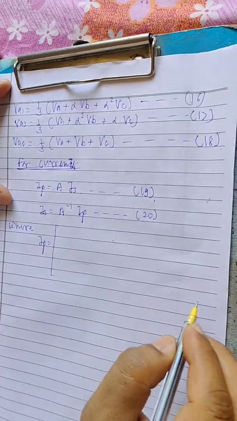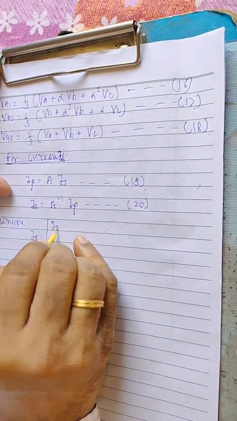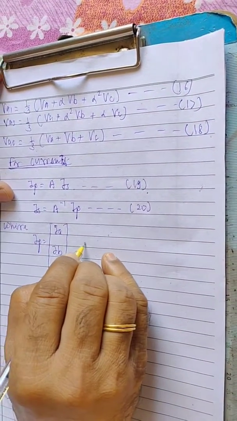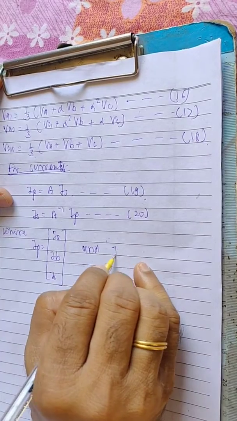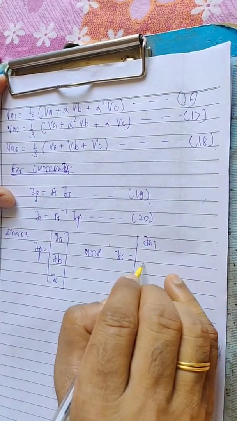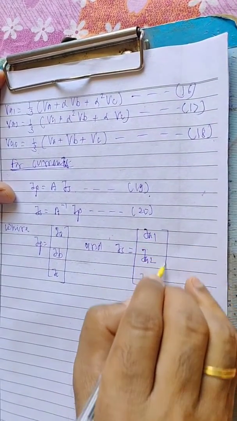the phasor of currents of the original phases. This is IP is IA, IB, IC, and IS is equal to the symmetrical components IA1, IA2, IA0.